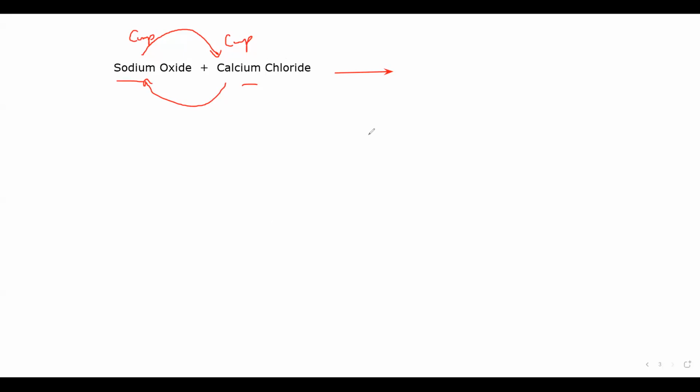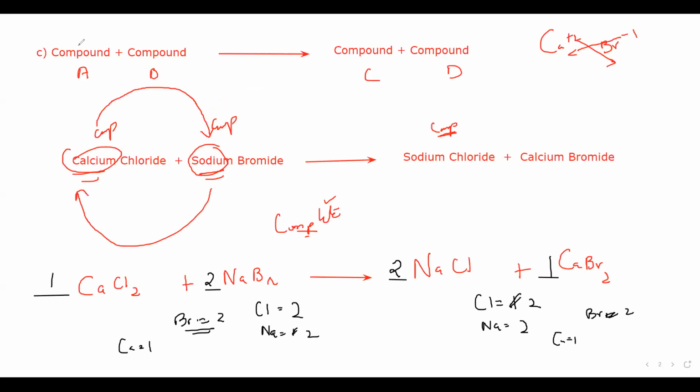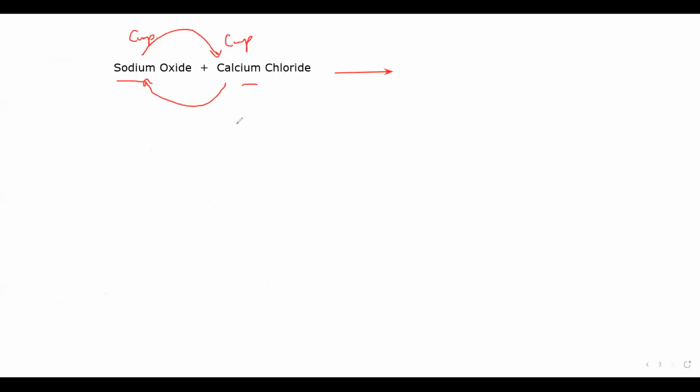The two compounds are reacting with each other, as we are discussing in the third part. When compound A reacts with compound B, there is a double displacement: the first part of compound A takes the position of the first part of compound B, and the first part of compound B takes the position of the first part of compound A. So in this question, you have sodium oxide reacted with calcium chloride. What will be the product formed?